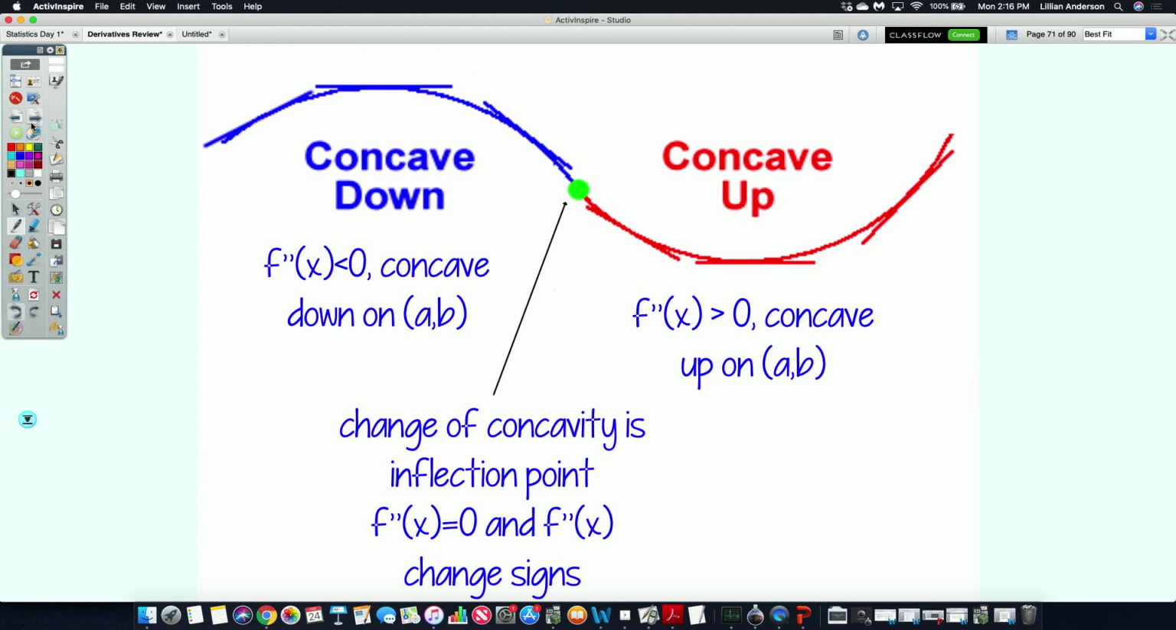Alright? The second derivative dealt with our concavity as well as our inflection point. So when the second derivative was less than 0, it was concave down. When the second derivative was greater than 0, it was concave up. If you had a sign change and the second derivative equals 0, there was an inflection point. That's what causes something to go from concave up to concave down or vice versa.